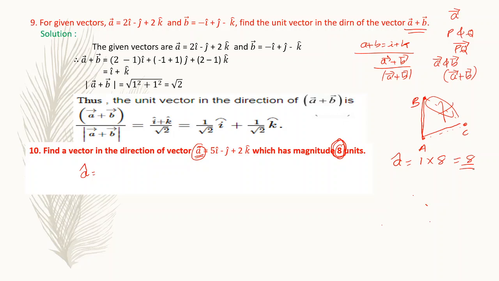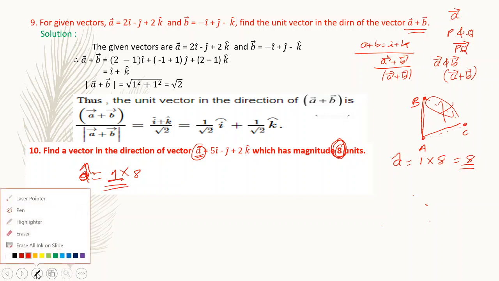I hope it's clear. I need to find a vector of magnitude 8. The new vector's magnitude should be 8. So first just find the unit vector for the given vector. When you find the unit vector, you get a vector of length 1. Correct? Then just multiply this by 8, and you will get a new vector of magnitude 8.